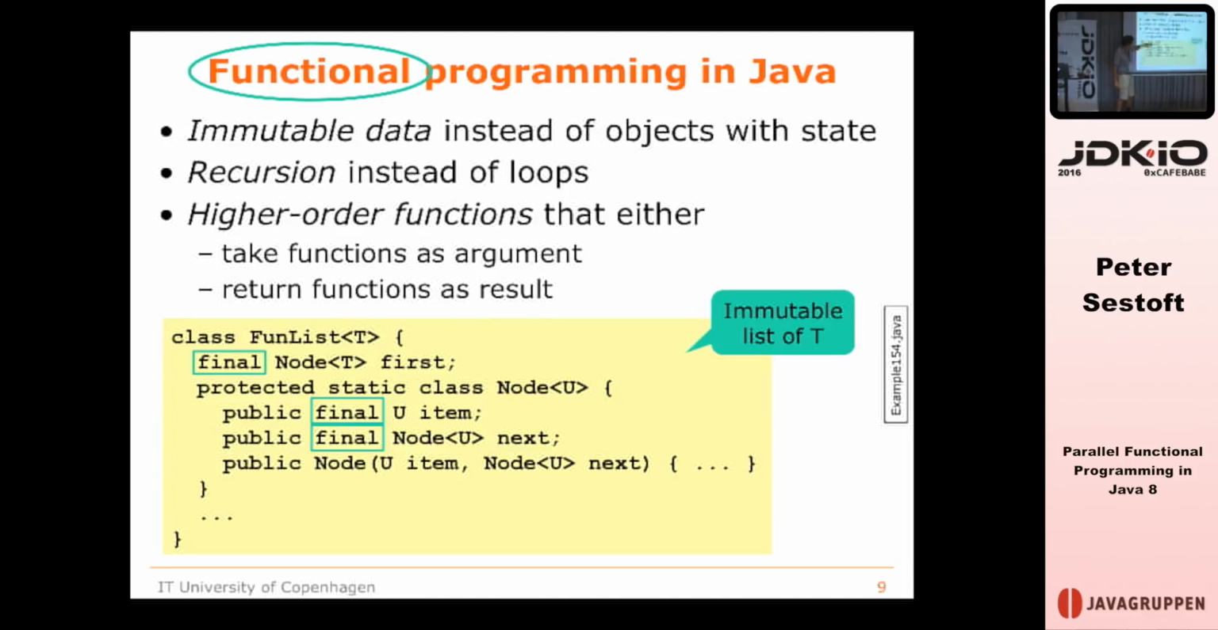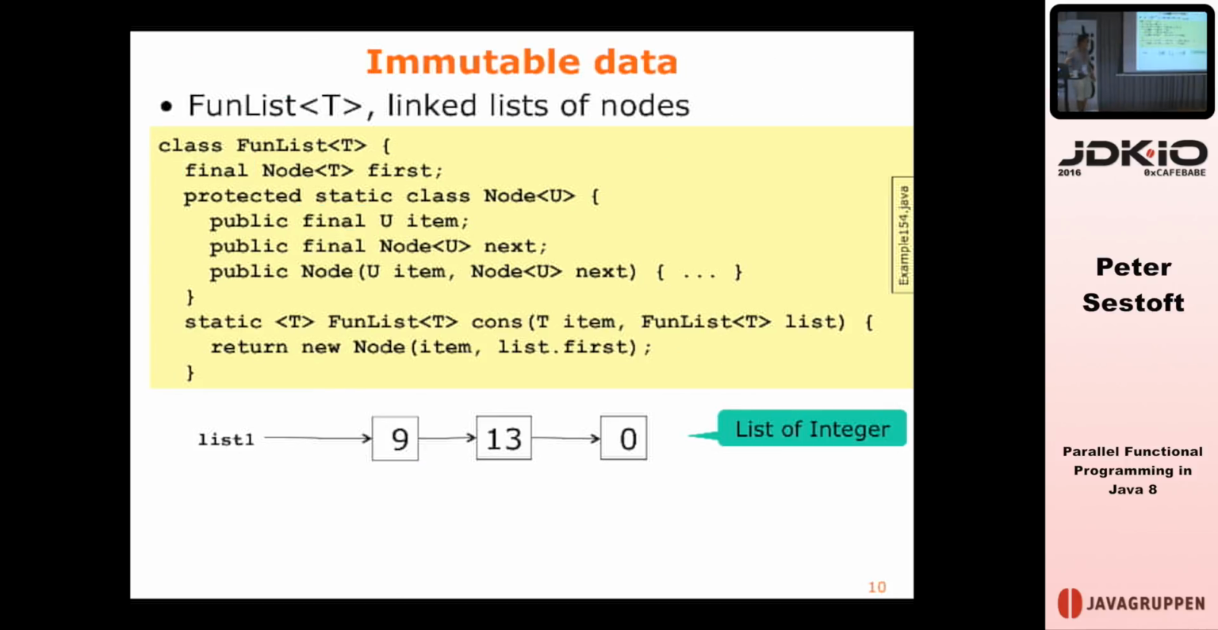So here's an immutable list of T represented as a list class that has a local nested class of a node, and a node contains an item of some type and a link to the next node. So that's a singly linked list of T values, and the list class contains a reference to the first node, or null if the list is empty. Everything is final here, so this is immutable. All operations on these will have to create new lists instead of mutating existing lists.